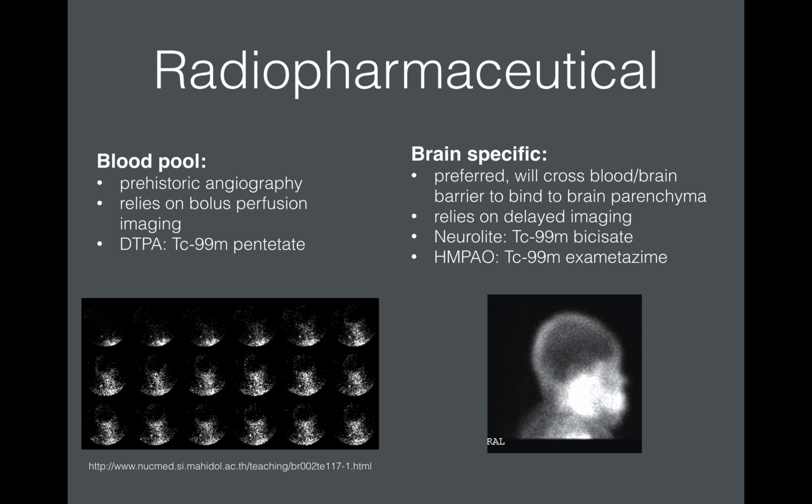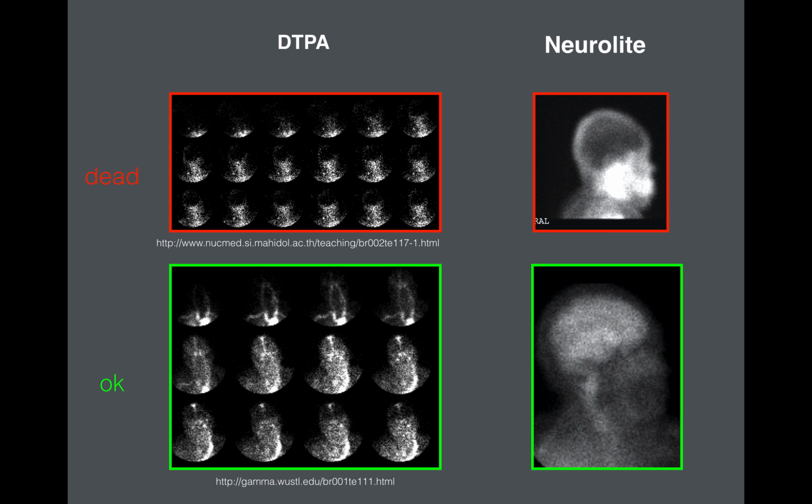Okay. So brain death imaging can be performed with blood pool agents, and historically this used to be mostly DTPA, and this is purely an angiography type exam. And again, brain-specific agents such as Neurolite show uptake in the brain parenchyma. And these are examples of normal and abnormal DTPA and Neurolite scans. As you can see, for DTPA we see intracranial vasculature, and for Neurolite we actually see brain parenchymal uptake, which is much easier to perform.